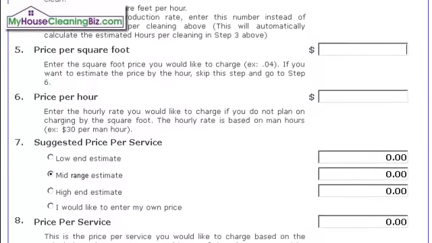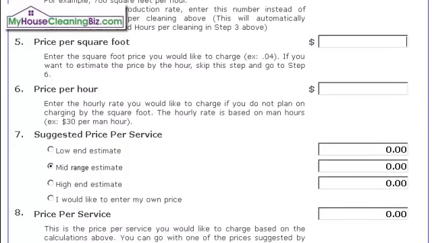The next field is either the price per square foot or a price per hour. So you can enter either. If you typically price by square footage, for example 4 cents a square foot, you can enter 0.04 there. And you'll notice that it has now populated some prices for you. We have low-end estimates, mid-range, high-end estimates. So if you've got someone that has a lot of clutter, you may want to go with the high-end estimate.